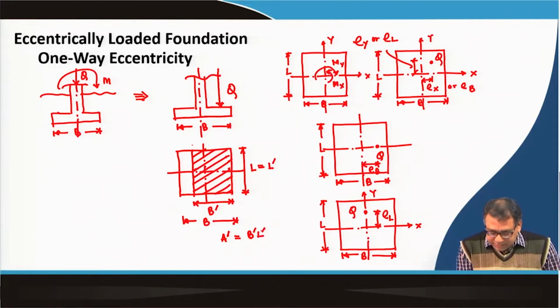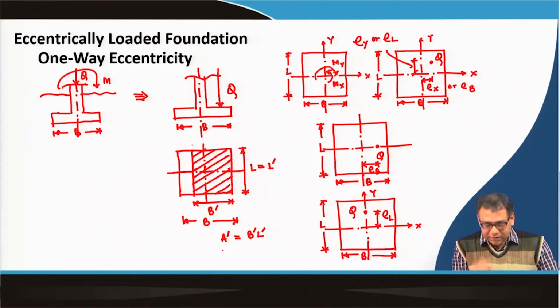Okay. And the initial area, the original area, was B into L. Now, when we calculate the bearing capacity and the other factors, we have to consider this effective area. I have discussed in my previous lectures that as per different theories, the different factors we have to calculate by considering either A or B or A dash and B dash.